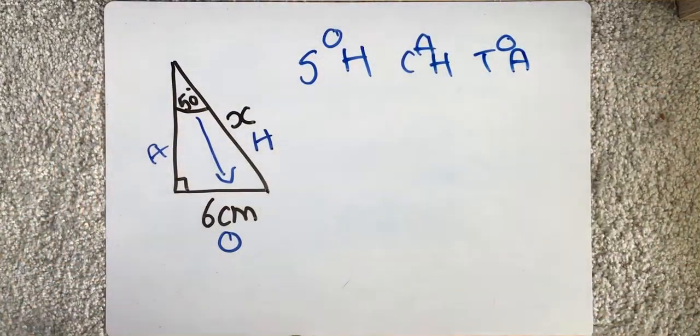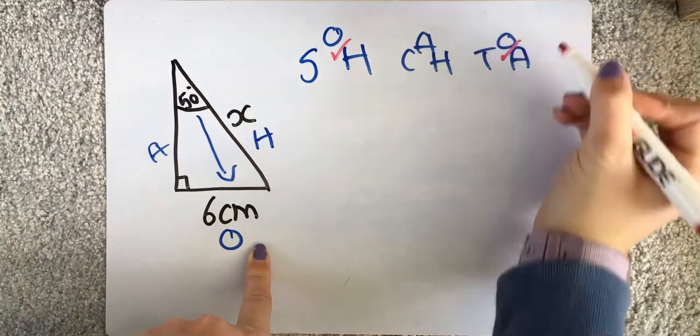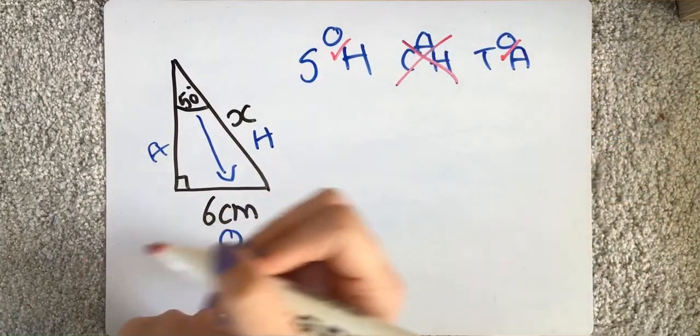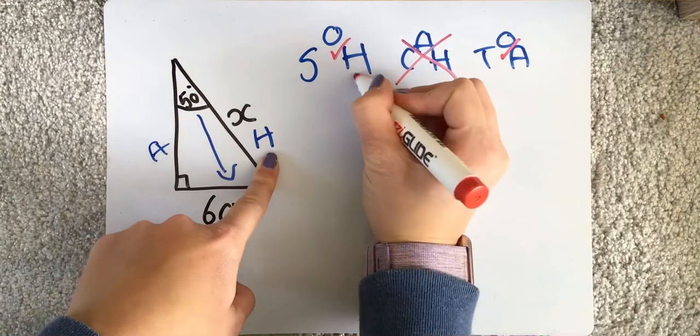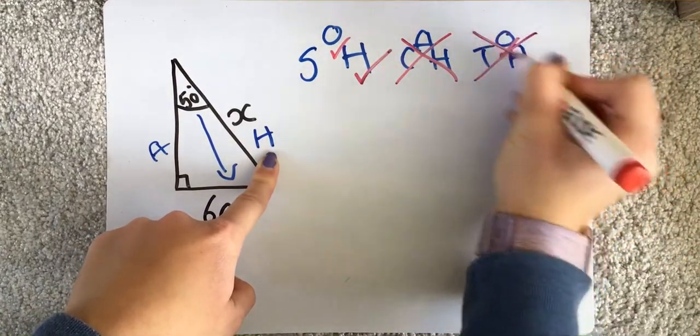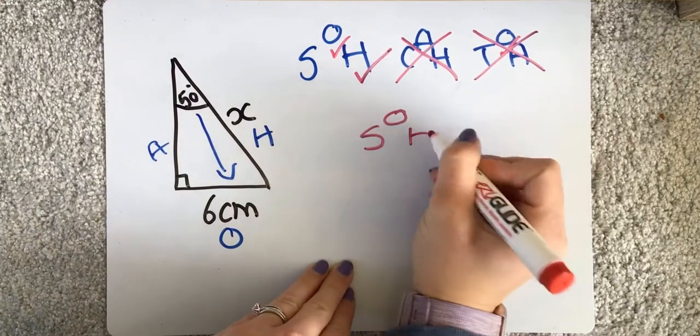And I start to think about what I'm trying to do. Okay, so I've got my opposite. I tick the ones that include opposite. I'm getting rid of the K. I've got to find my hypotenuse. So I tick that one, I get rid of this. So what I've got is this, okay?